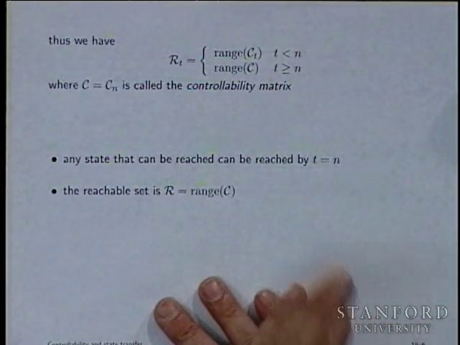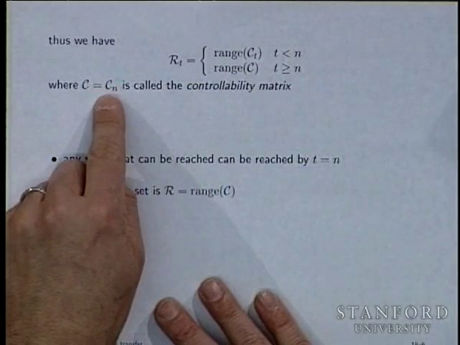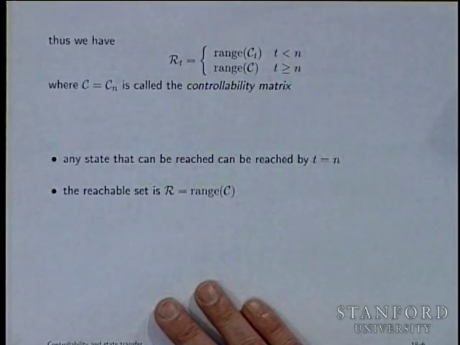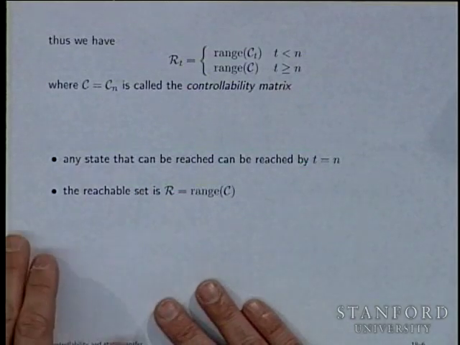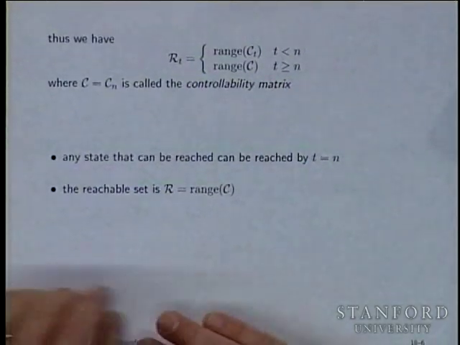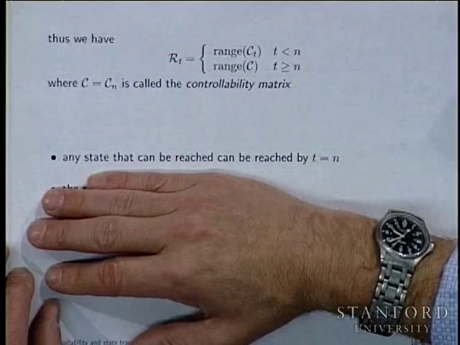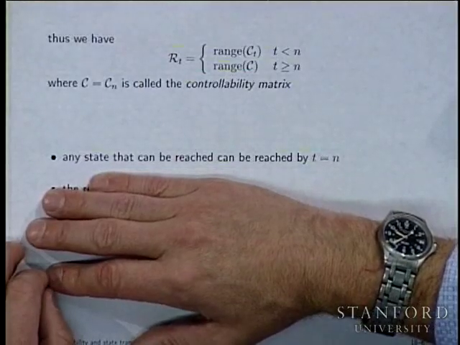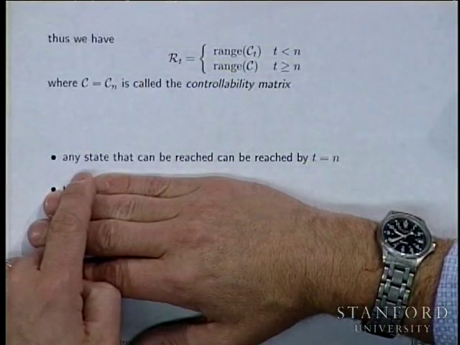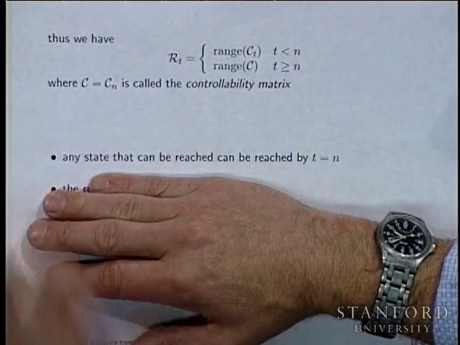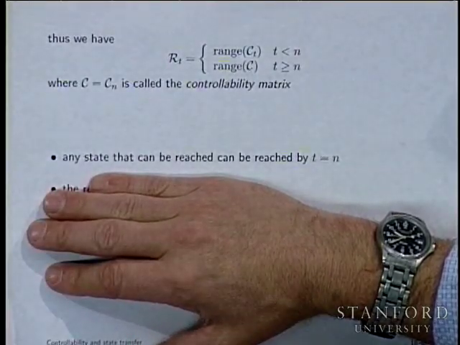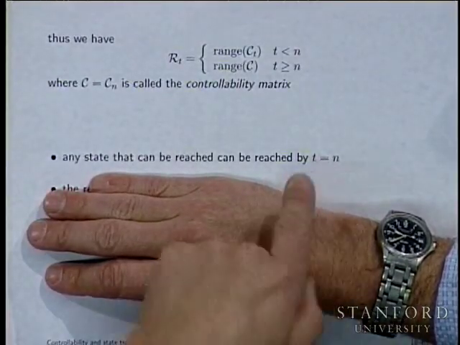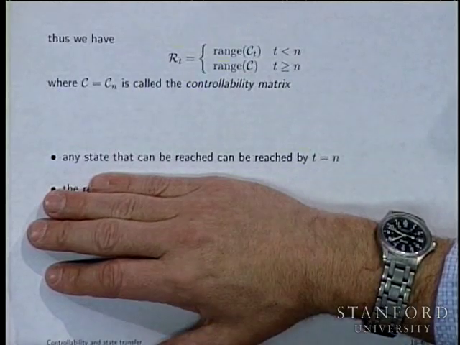And a system is called controllable if C_n is onto. So in other words, if its range is R^n. So that's the idea. And so you get something that's not totally obvious. It's this. In a discrete time system, any state you can reach in any number of steps can be reached in t equals n steps, period.